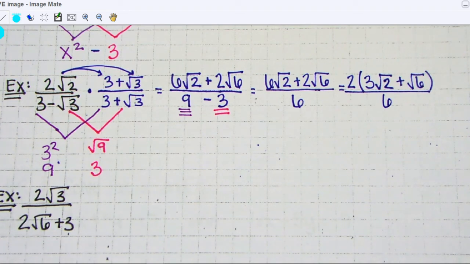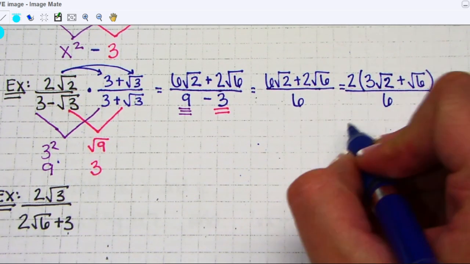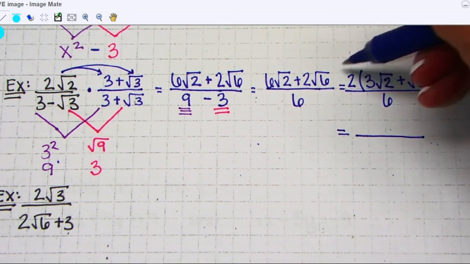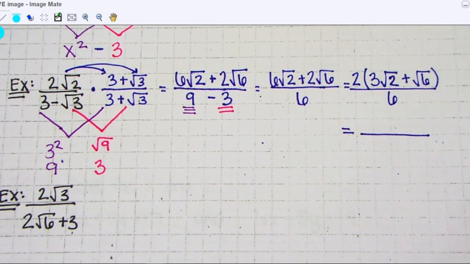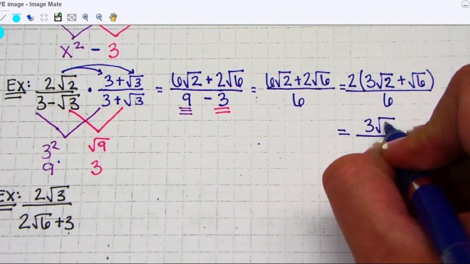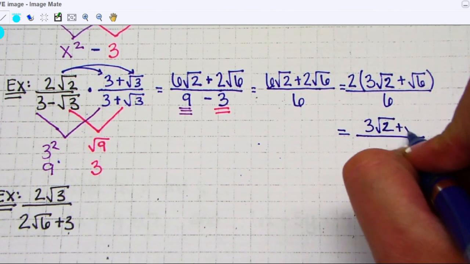It's just simplifying. Like 6 and 2, the GCF is 2. That's all we're doing. If it confuses you, think of the square roots as variables. Like 6x plus 2y. I can pull a 2 out. That's it. Now I have 2 and 6. How do those cancel? What am I left with, the 2 over 6? Yeah, 1/3. So the 1's going to go away, and I'm just left with 3 square roots of 2 plus the square root of 6 over 3.